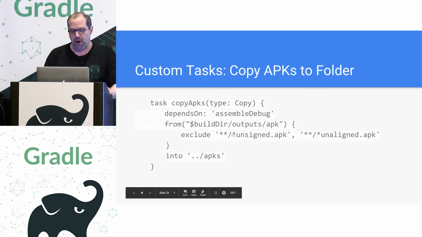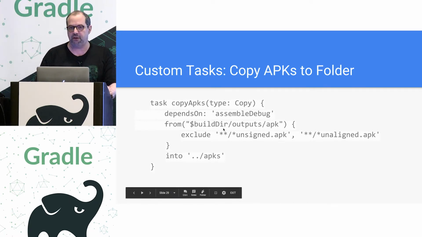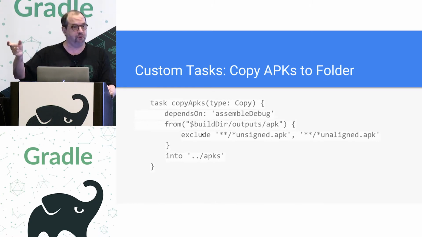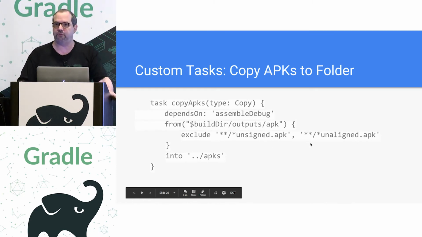So here I said from, and by the way, buildDir is a property of project. So by using it with the $ sign notation, I'm referencing the buildDir property of project, which by default resolves to build. But it's always a good idea to use the project properties in case somebody may have changed the actual default name. And I'm making a directory called outputs/apk, and I'm saying I want, from this directory, I don't want the unsigned or unaligned ones. Notice the ** notation, the Ant glob syntax, however you want to say it. That's perfectly fine as well.